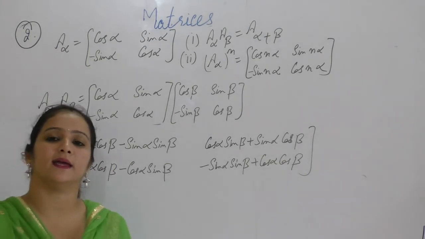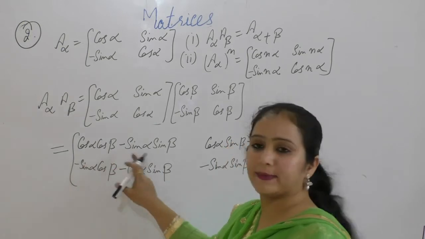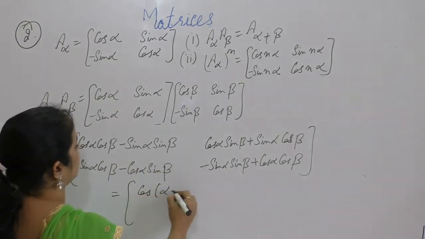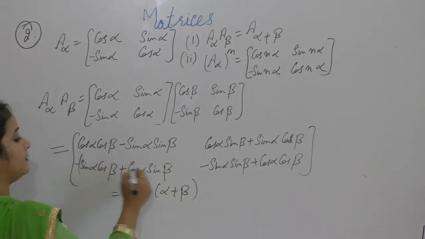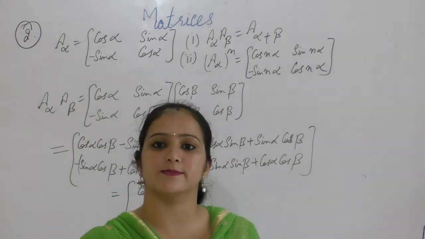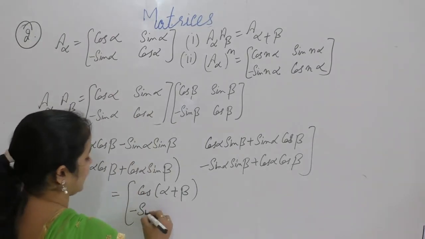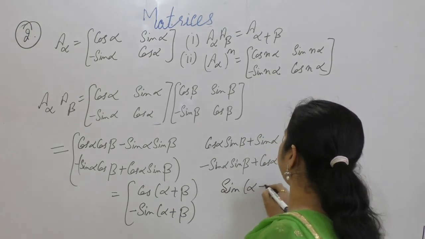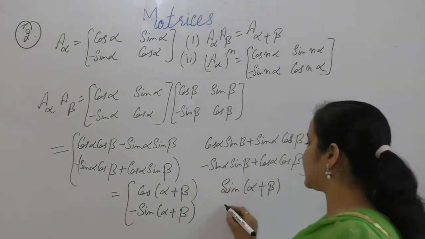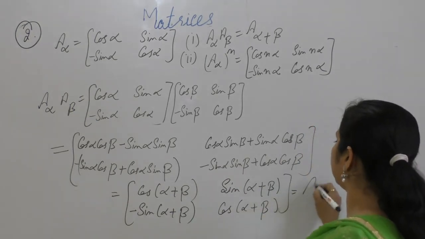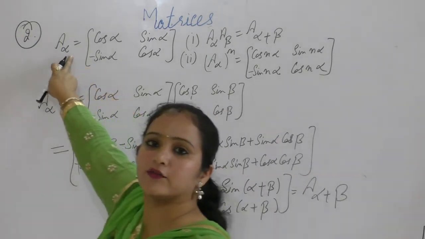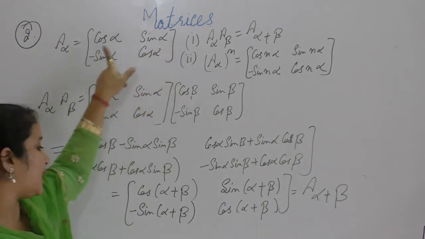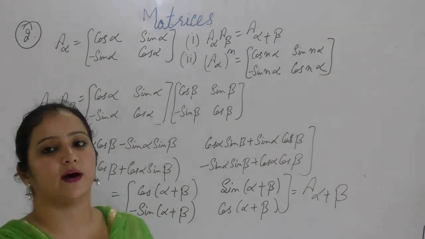Now we have formula cos A minus B, cos A plus B. Cos A plus B is cos A cos B minus sin A sin B. So that is equals to cos A plus B. Taking negative sign common, cos A sin B plus sin A cos B, that is equals to sin A plus B, sin alpha plus beta. That is equals to A of alpha plus beta. Instead of alpha, if we put alpha plus beta here, then A of alpha plus beta is [cos of alpha plus beta, sin of alpha plus beta; minus sin of alpha plus beta, cos of alpha plus beta].